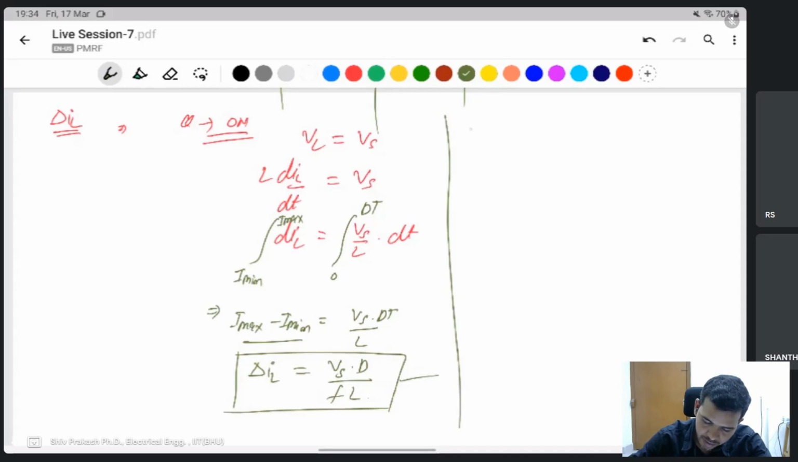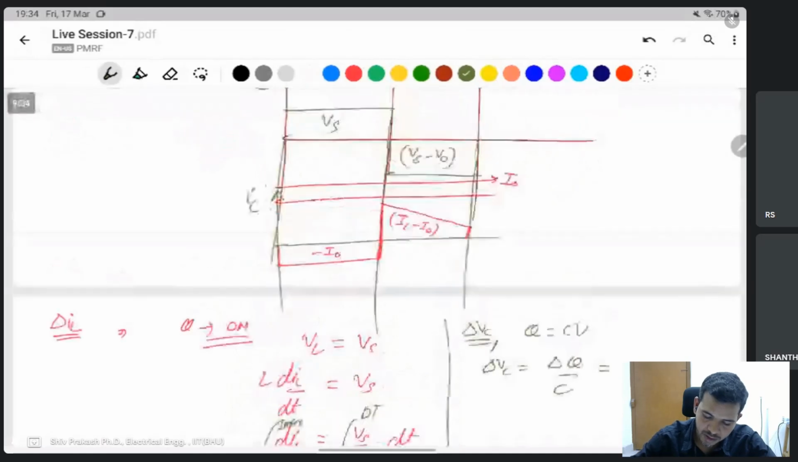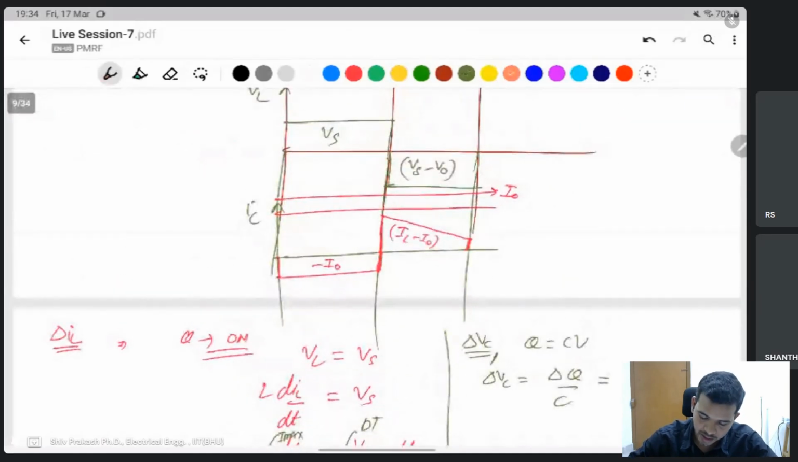What is the delta Vc, the ripple in capacitor voltage? Delta Vc follows from Q equals Cv. Taking the average change in charge, delta Vc is written as delta Q by C. Average charge here means the charging or discharging current, and here we take it as the discharging current.